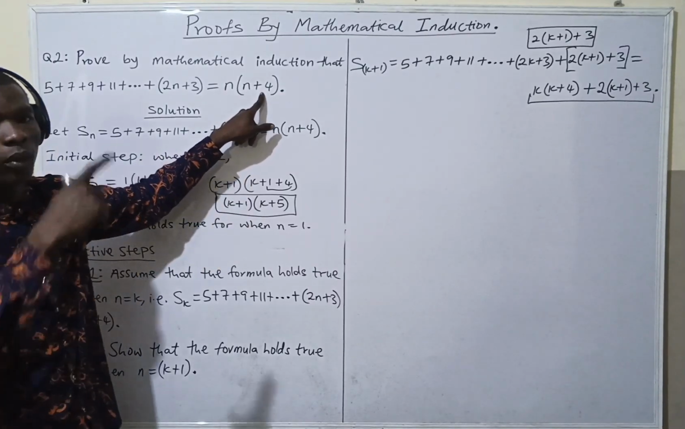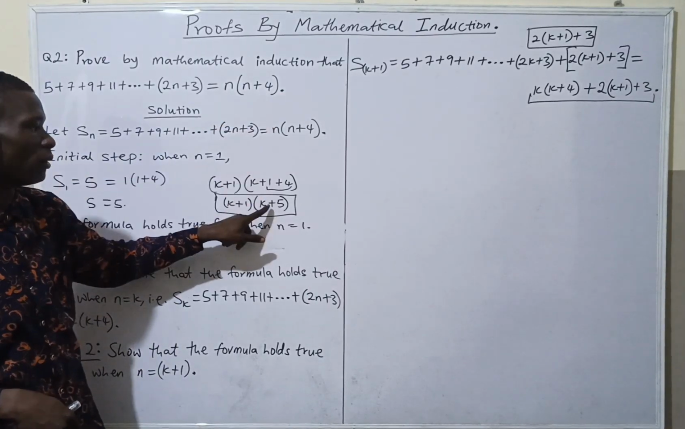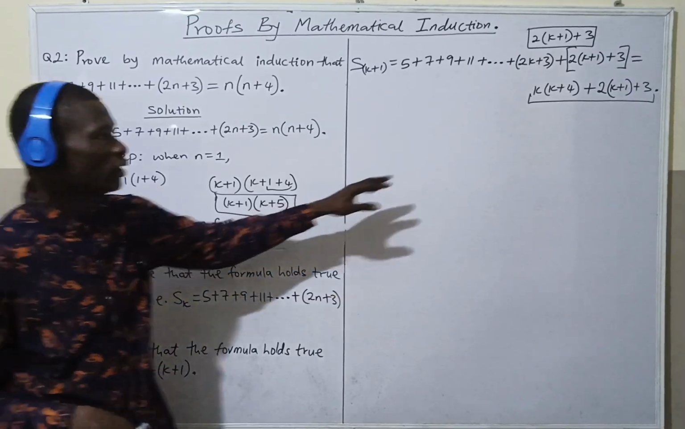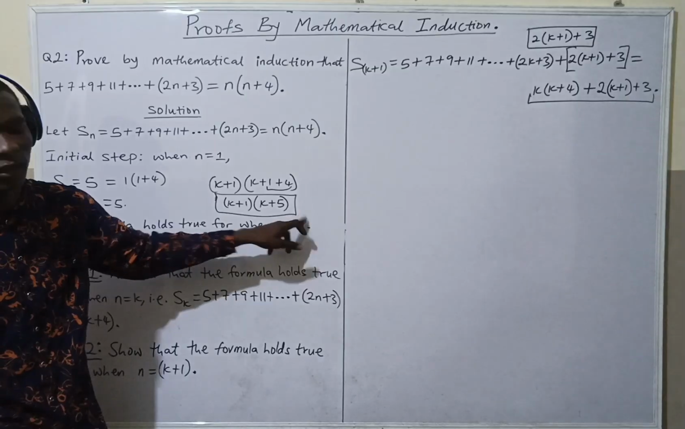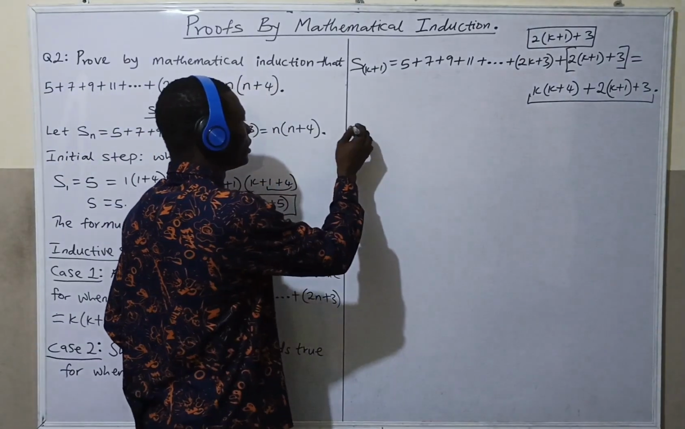N plus 4, one step further of n plus 4 is what? N plus 5, that's why we are having k plus 5 here. So you must be able to evaluate this particular one to meet the target that you have here. So what do we do? We proceed as follows.